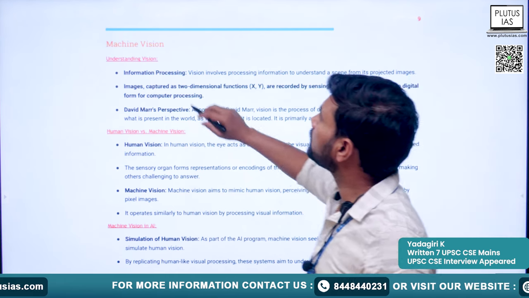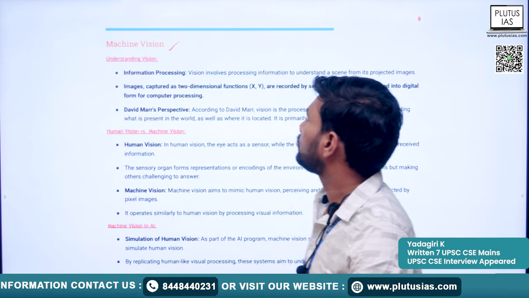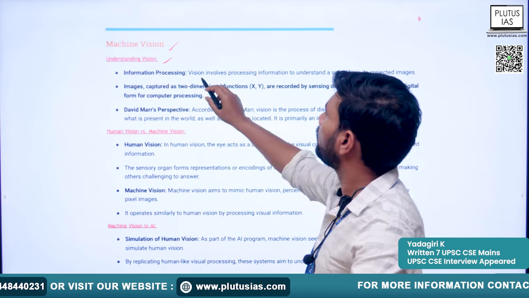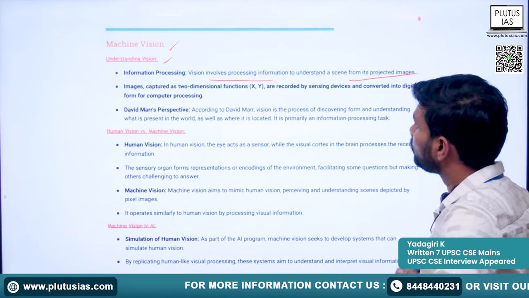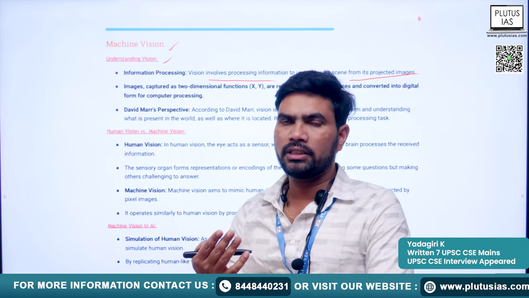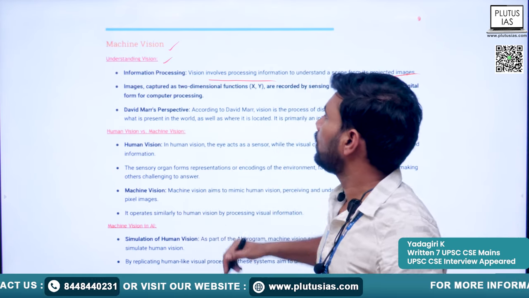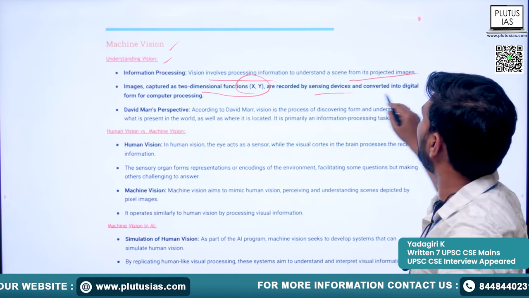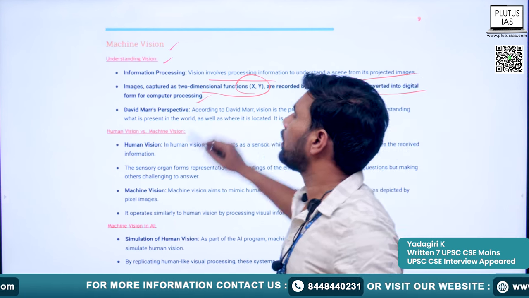Next application of artificial intelligence is machine vision. If you see the aspects about vision, information processing, vision involves processing of information to understand a scene from projected images. So basically if you see an image through vision, we will get some information about that picture. Images captured in two-dimensional functions are recorded by sensing devices and converted into digital form for computer processing.